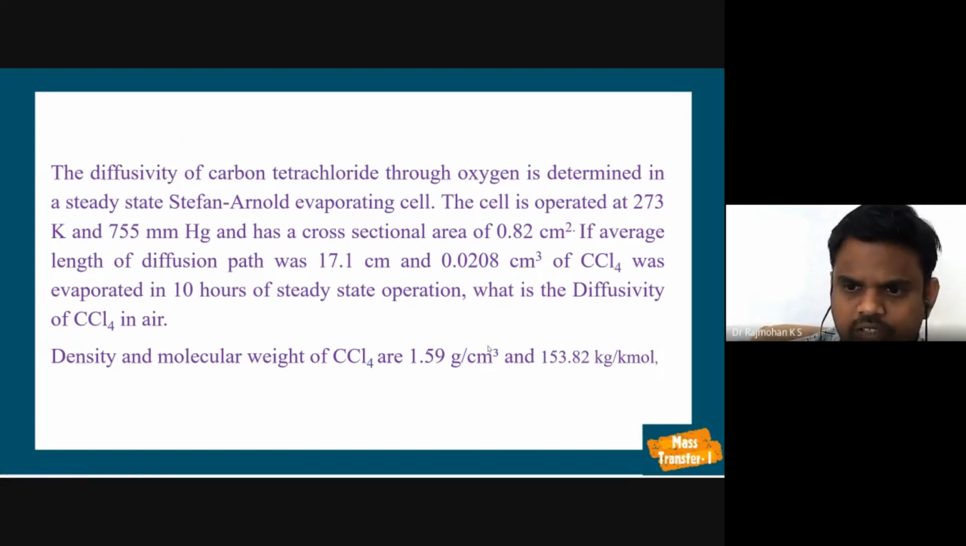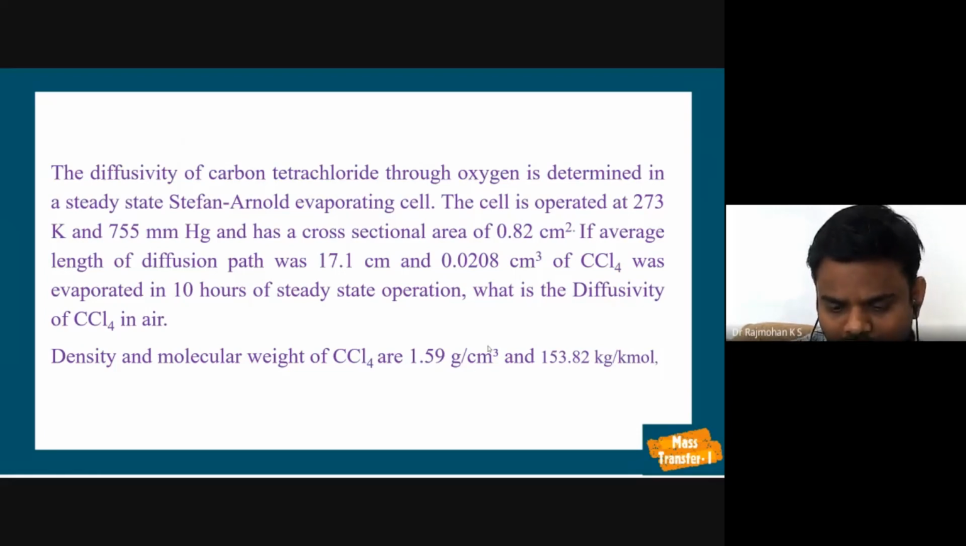So in this, some data is given differently, right? This much volume is evaporated. That means flux is given, right? How much volume across this length, all this data is given. Cross section area is also given. So that means rate of evaporation is given. So we equated two equations, right? In the derivation, we equated rate of evaporation is equal to flux of A. So with that expression, we can get the answer. Understood?